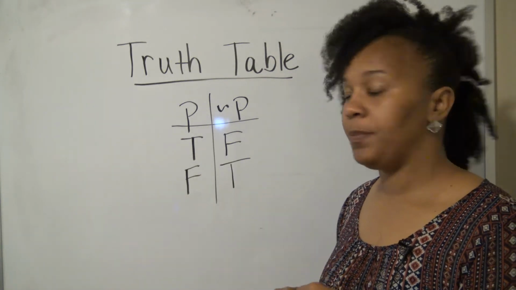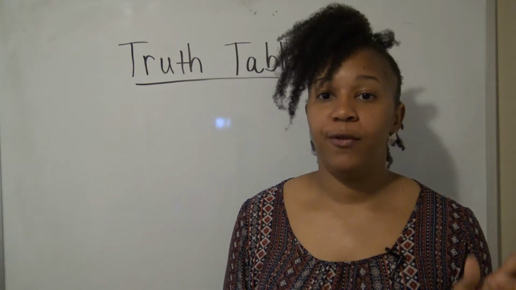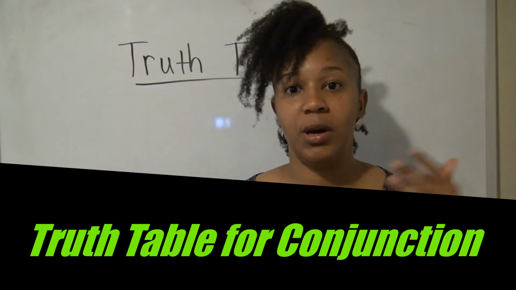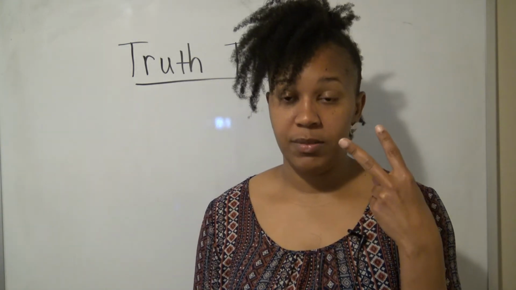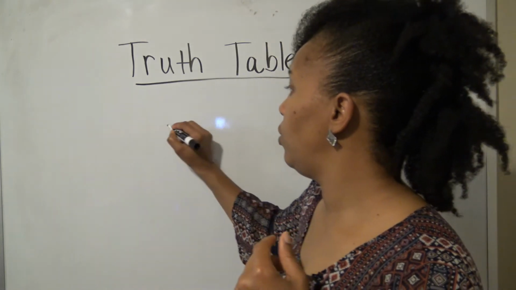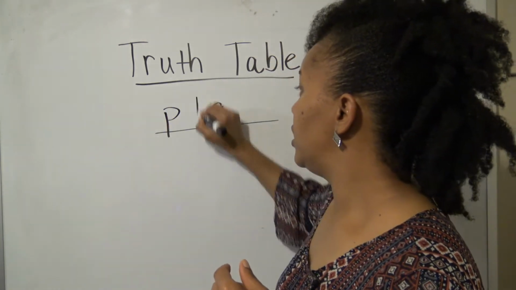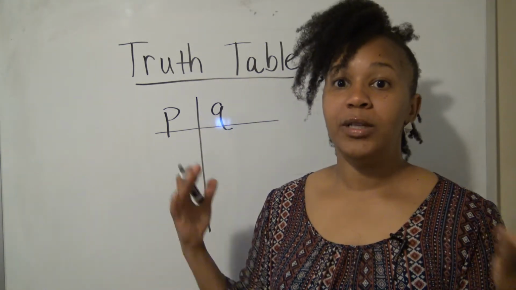So in this truth table, I've displayed the possible options for P and the negation of P. Okay, so the next truth table we're going to look at is the truth table for the conjunction. Remember, conjunction is when you take two simple statements and you combine them with the word and. So if it's a conjunction, then there are two statements. I'm going to use P and Q to represent my two statements. Now I have to list all the possible options that can happen between P and Q.